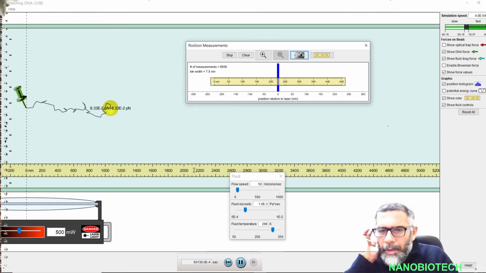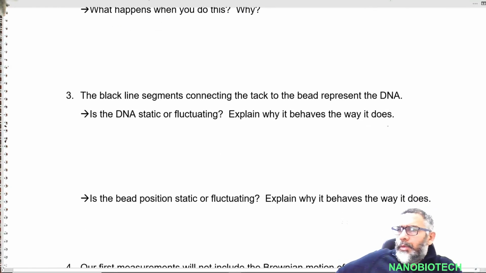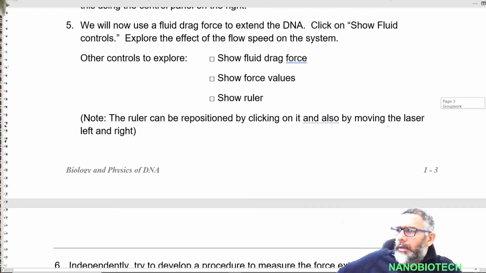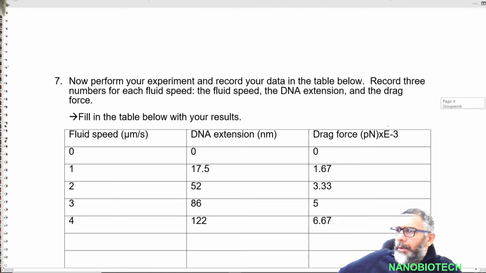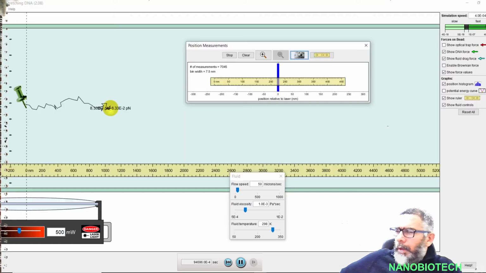Okay, so what you are going to do, let's go back to the data table in your report. In fact, if you give flow speeds of smaller values like 1, 2, 3, whereas what I showed over here is a flow speed of 50 microns per second, which is large. But if you keep these small, 1, 2, 3, you can use this window more delicately to measure the position of the bead.